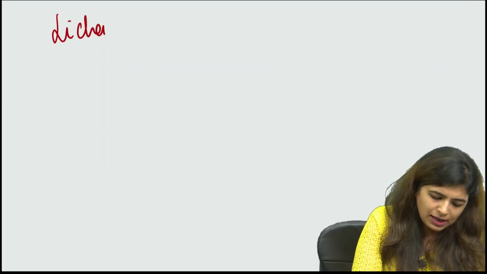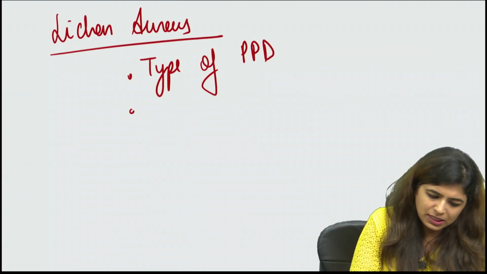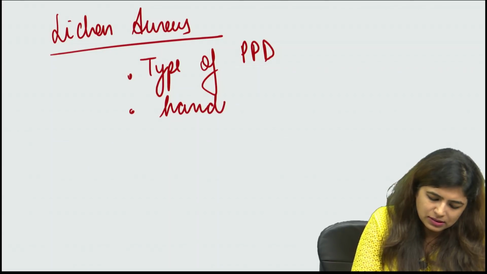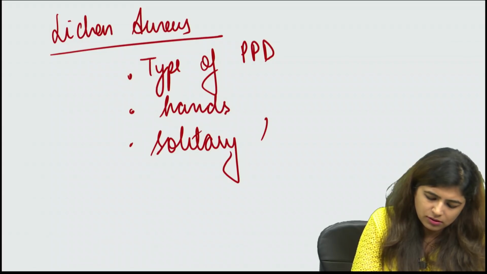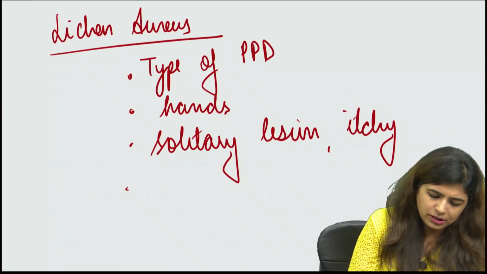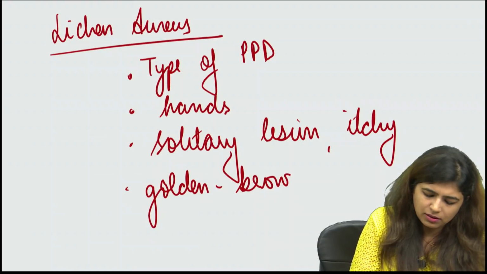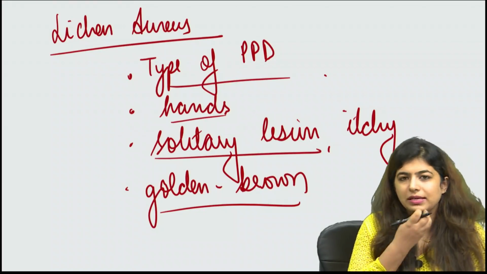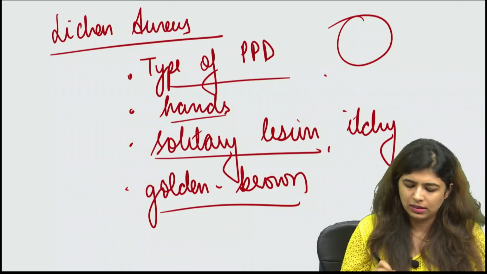What were the other options for us? The other options were lichen aureus. This is also a type of PPD, but it is seen more on the hands than the feet. Generally a solitary lesion which is itchy, and it appears golden brown in color. So lichen aureus is also a type of PPD, but a single round lesion like this.